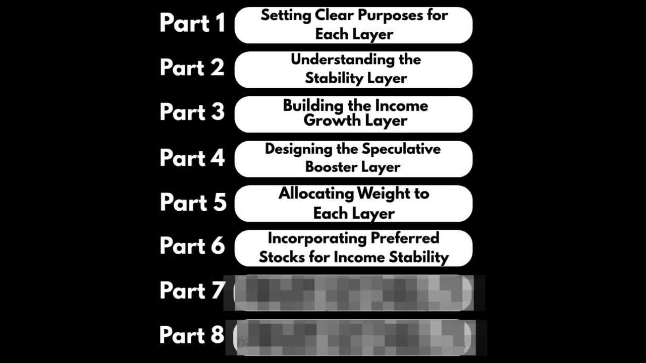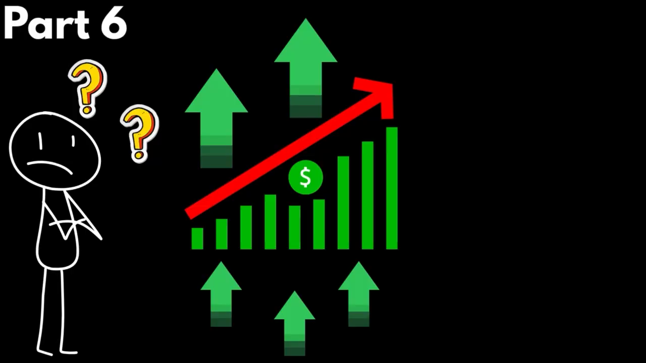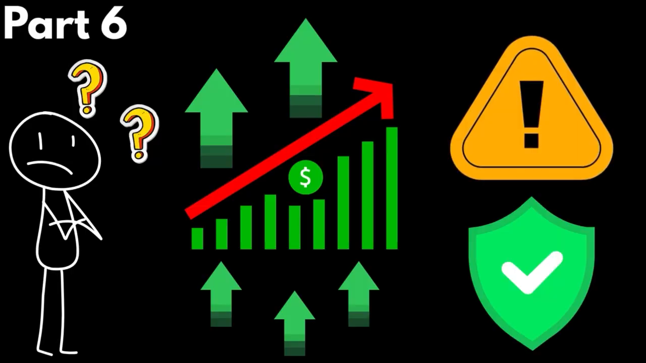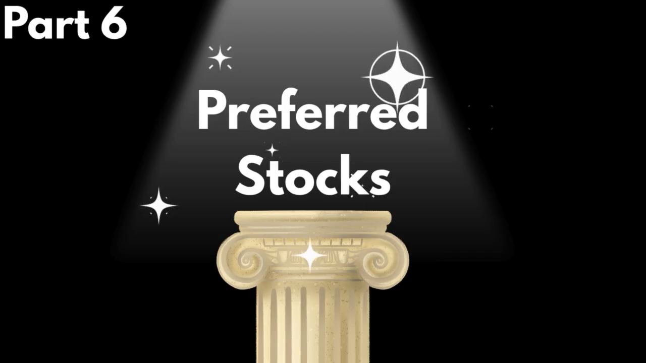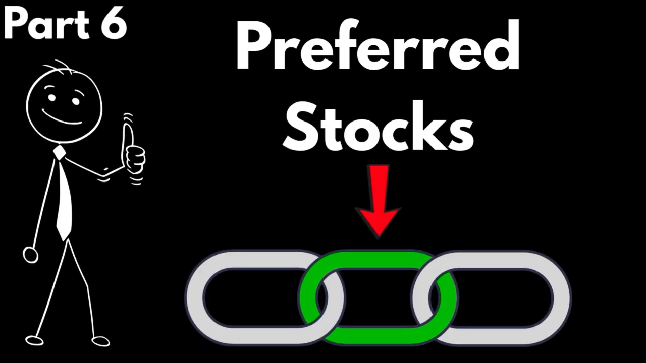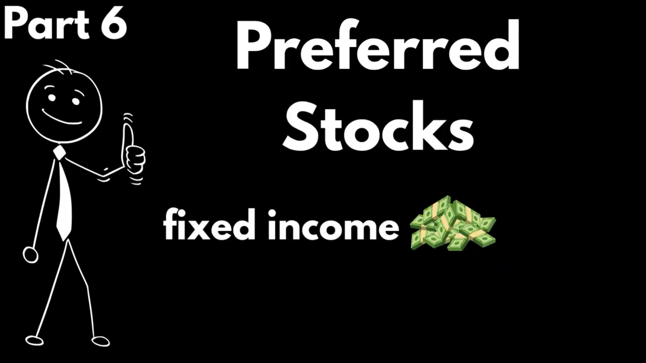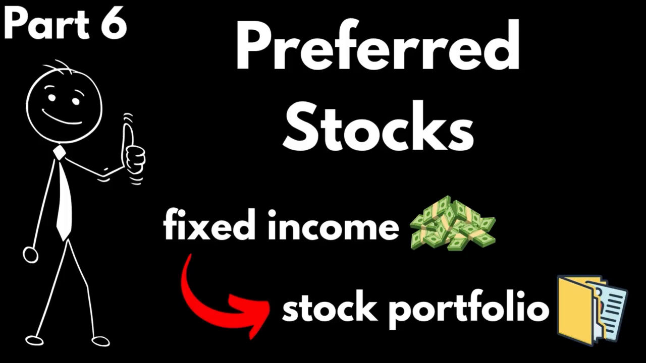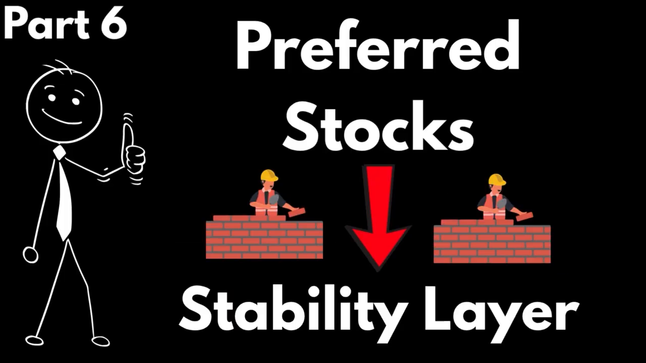Part 6, incorporating preferred stocks for income stability. What if you could boost your yield without boosting your risk? That is exactly what preferred stocks are built for. Think of them as the missing link between bonds and stocks. They pay like fixed income, but sit inside your stock portfolio, and they are perfect for strengthening your stability layer.